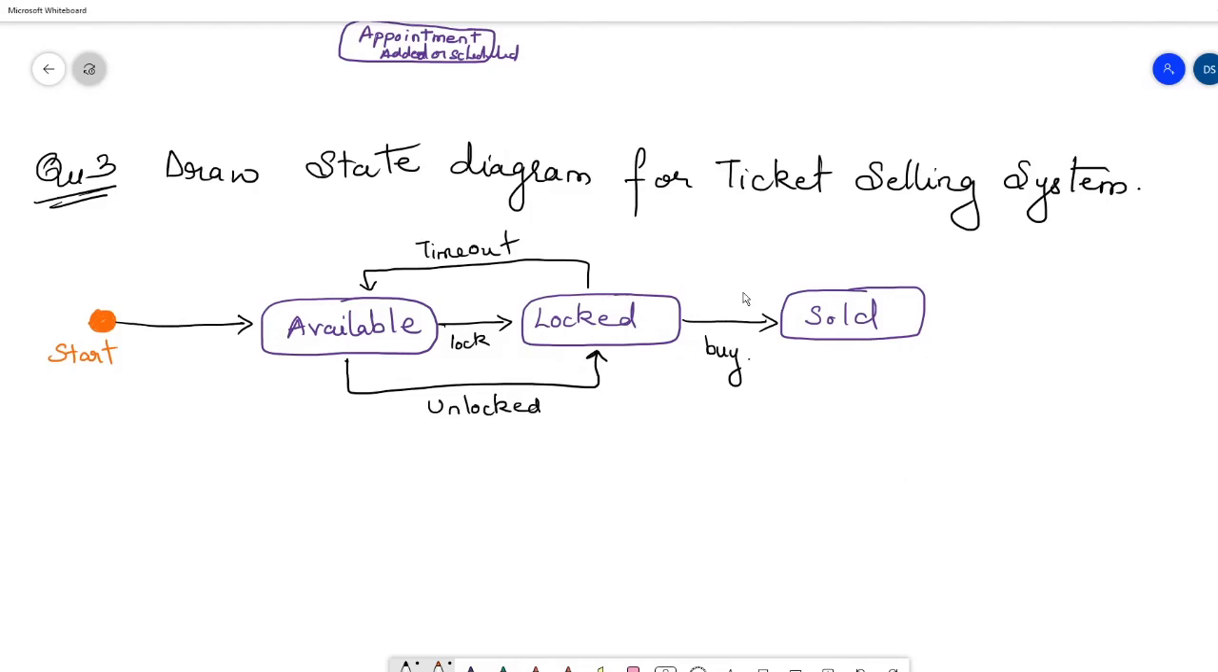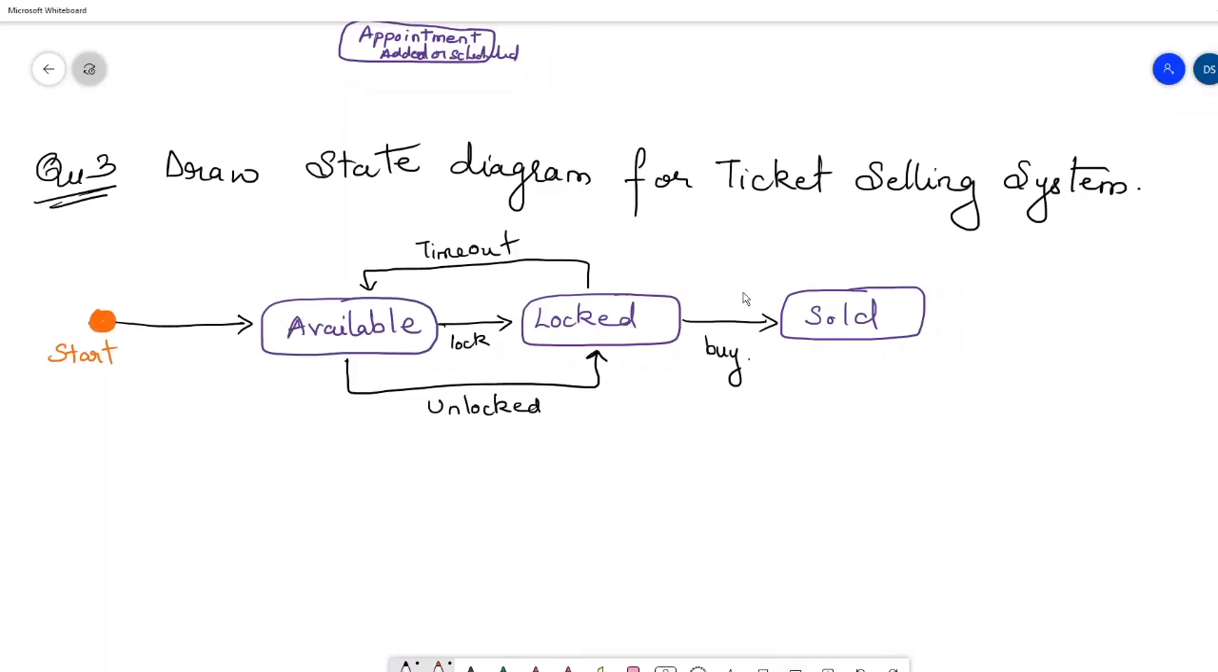Unlocked from locked to available? Why would the direction be opposite? See, I'm talking about the locked, the selling system, the one who is selling the tickets. Okay, okay, got that. Okay, good.